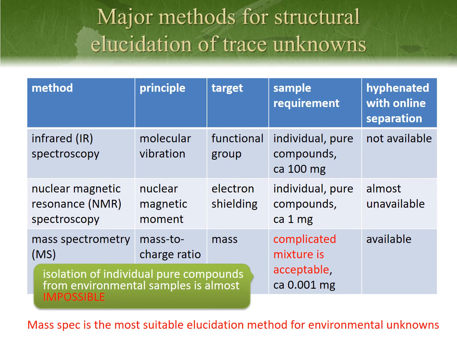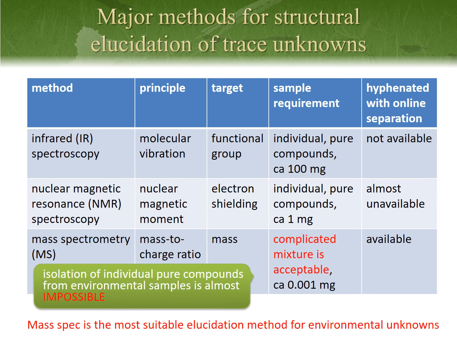This is a table of major methods for structural elucidation of trace unknowns. Infrared spectroscopy, IR, nuclear magnetic resonance spectroscopy, NMR, and mass spectrometry are the major methods. Their analytical principles are molecular vibration, nuclear magnetic moment, and mass-to-charge ratio. Usually, we may reveal unknown structures by using IR and NMR. These spectroscopies are basic and powerful, to obtain information about which kinds of functional groups does unknown have in it, and the detailed information of its chemical structure.